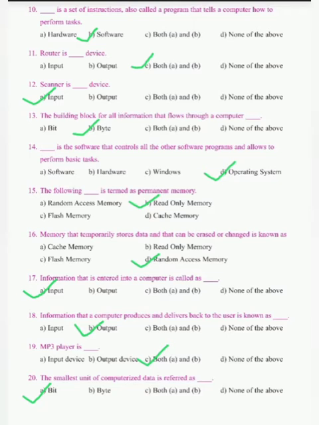Information that is entered into a computer is called dash. A. Input. B. Output. C. Both A and B. D. None of the above. Answer: Input.